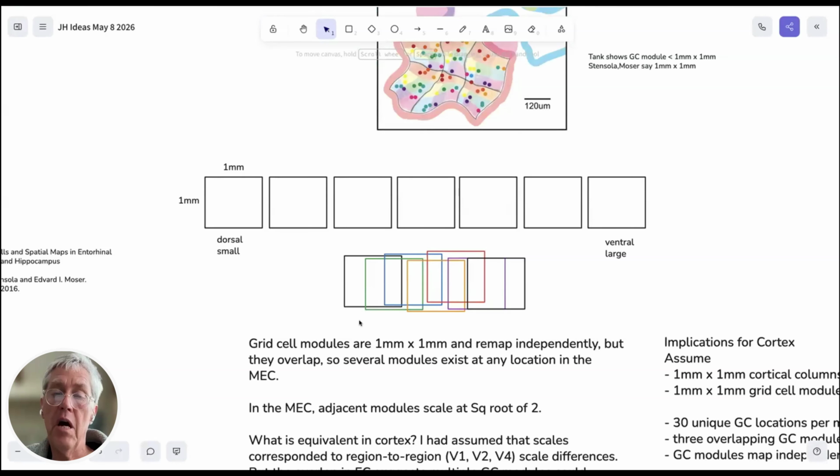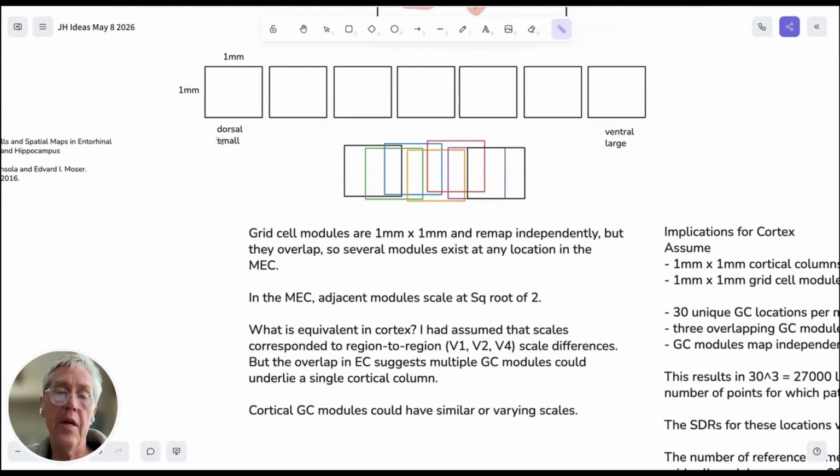They say, yes, grid cell modules are these one by one. They give the dimension as a millimeter by millimeter, which is larger than what Tank showed. So I don't know what to make of that. I mean, Tank showed maybe a half millimeter by a half millimeter or something like that. They're saying millimeter by millimeter. And they have all these properties that we talked about. They get larger in scale as you go up, whatever.